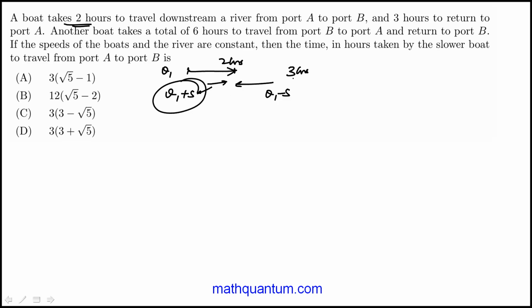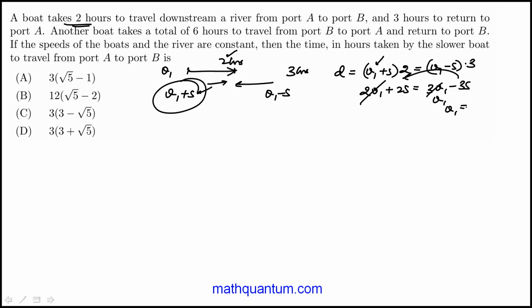hours. So it's covering the same distance, so our condition is that whatever the distance d is between port A and B will be (v1 plus s) times 2, and that's equal to (v1 minus s) times 3. So we can use this equation to find the speed in terms of the speed of the river. So I will distribute: 2v1 plus 2s equals 3v1 minus 3s, then combine these two, move that over here. So v sub 1 is 5s.